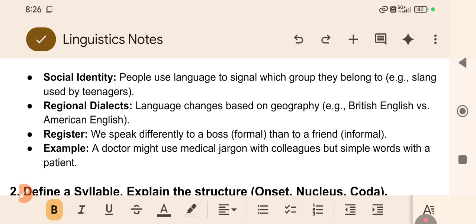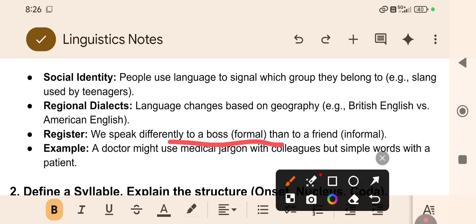फिर रजिस्टर, वी स्पीक डिफरेंटली टू अ बॉस, उनसे हम बिल्कुल फॉर्मल लैंग्वेज में बात करते हैं, देन टू अ फ्रेंड इनफॉर्मल. तो फॉर्मल वर्सेस इनफॉर्मल, सेमी फॉर्मल भी होता है, आप कितना प्रिविलेज ले सकते हैं किस सिचुएशन में, दैट इज कॉल्ड रजिस्टर. रजिस्टर मतलब हर डोमेन की एक अलग लैंग्वेज है, कोर्ट लैंग्वेज, जुडिशरी लैंग्वेज, साइंस लैंग्वेज, एंड देन बैंकिंग लैंग्वेज, तो वो भी कम्स अंडर दिस रजिस्टर.